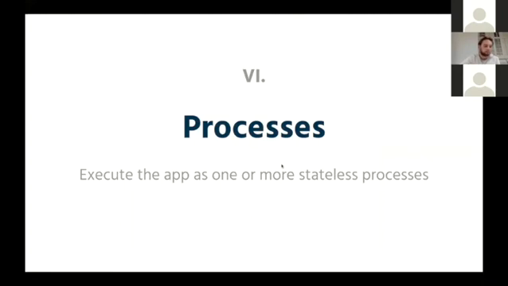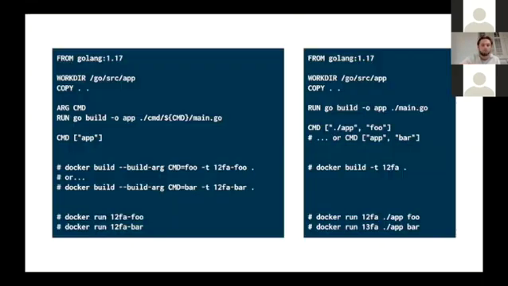The sixth principle is about processes. This is probably my favorite of the 12 factors, and it's one that's had the largest impact on the way that we develop cloud applications at Blocker. The key idea is that your app is composed of multiple stateless processes. We touched on one way to do this at the start, which is to have a separate binary for each process. But the Docker file on the left here uses a build arg to control which application binary to build.